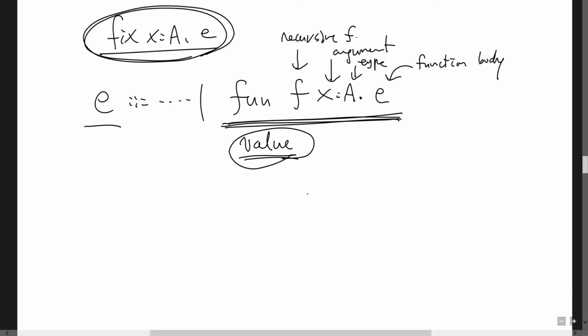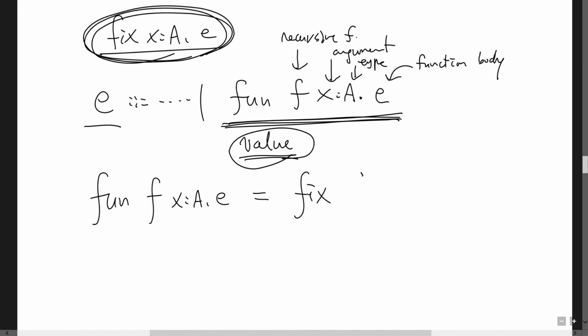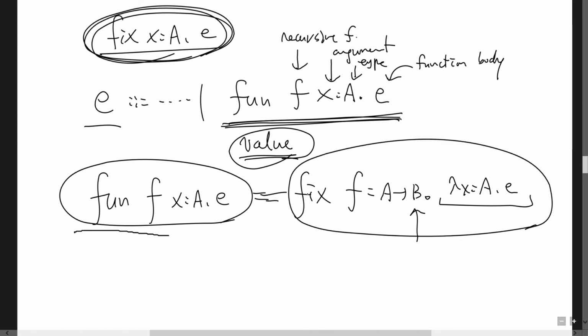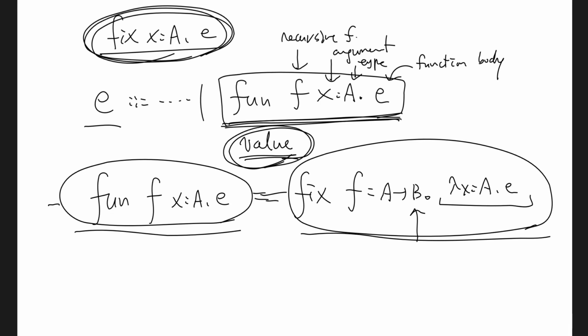And it turns out that this is a subclass of this fixed point construct, because we can define this function construct in terms of the fixed point construct. It is actually the fixed point of a function f of type a arrow b, and the expression is lambda x a dot e for some appropriate type b. In other words, this function construct is a shorthand for this fixed point construct. And we are going to regard this function construct as a value. So that's the plan.